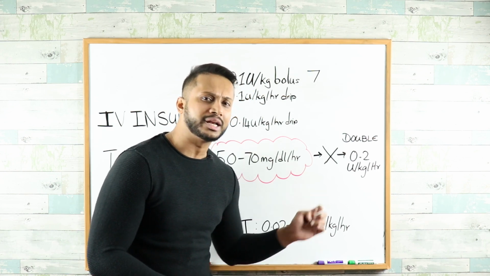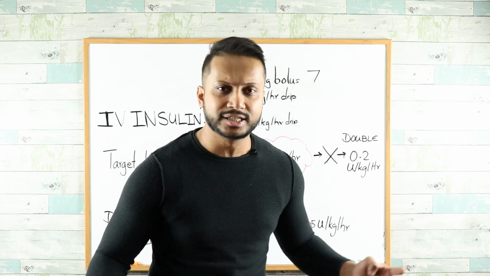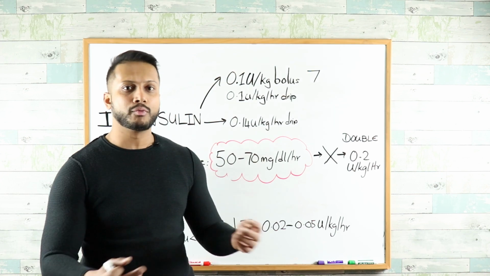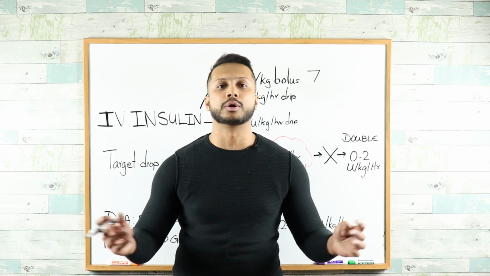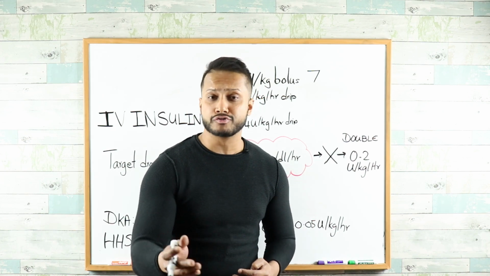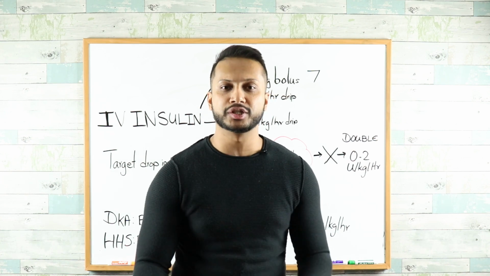What if you did not hit this mark? What if you did not drop by 50 to 70? Well, it's simple. Go up on your insulin drip. Go to 0.2, and after 1 more hour, if it doesn't improve, go to 0.3 and then 0.4. You can keep going up until you get your desired drop in your blood glucose level. So that's it. Your insulin drip rate is pretty straightforward, guys.